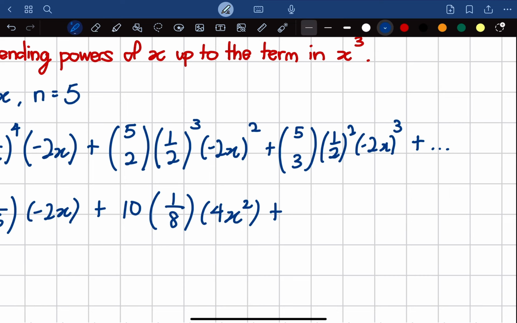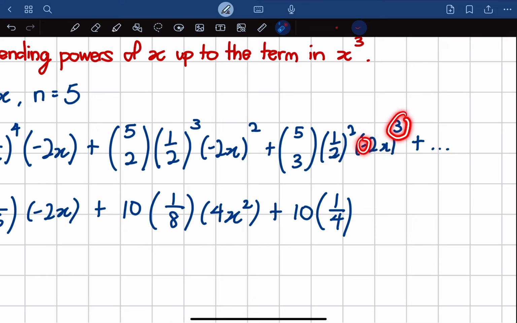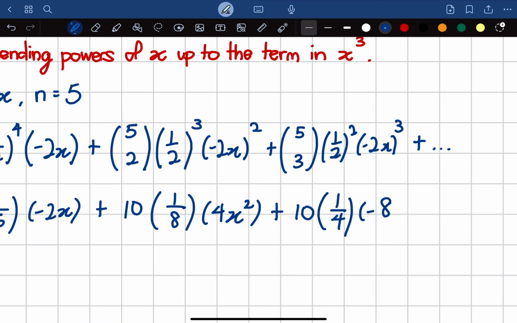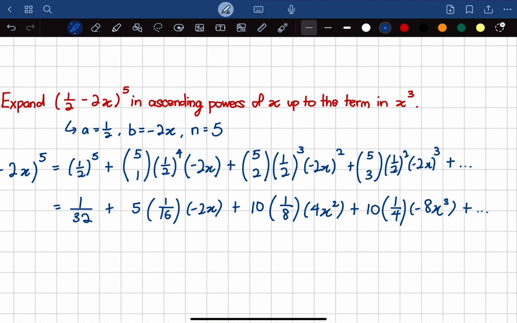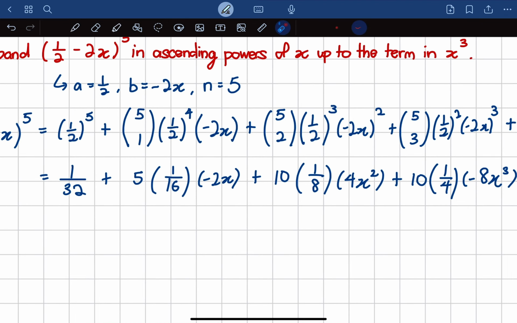You'll notice that 5 choose 3 is also 10 times half square, which is 1 over 4. Then this is negative 2x power 3. Any negative number raised to an odd power will still produce a negative term. So this will be negative 8x cubed plus dot dot dot. Then from here we just need to combine all the remaining terms over here.